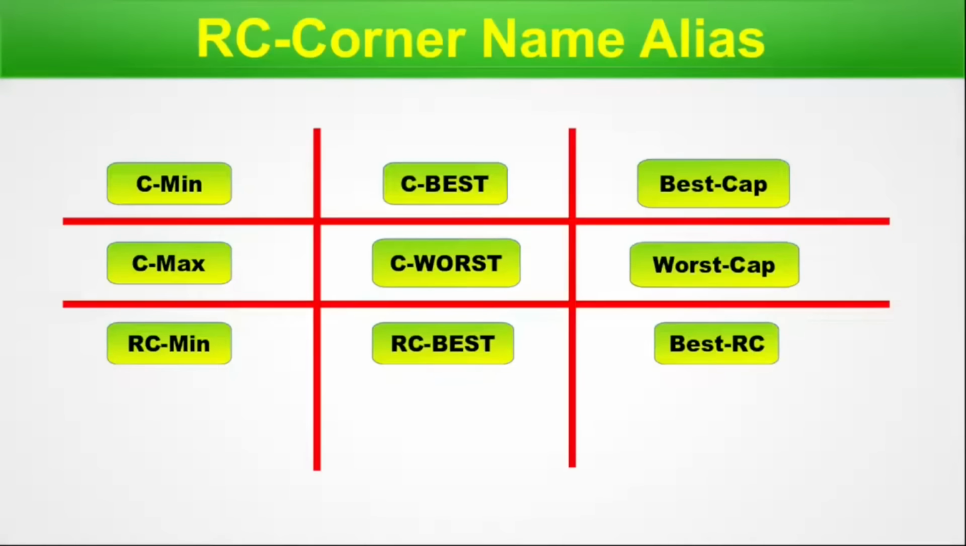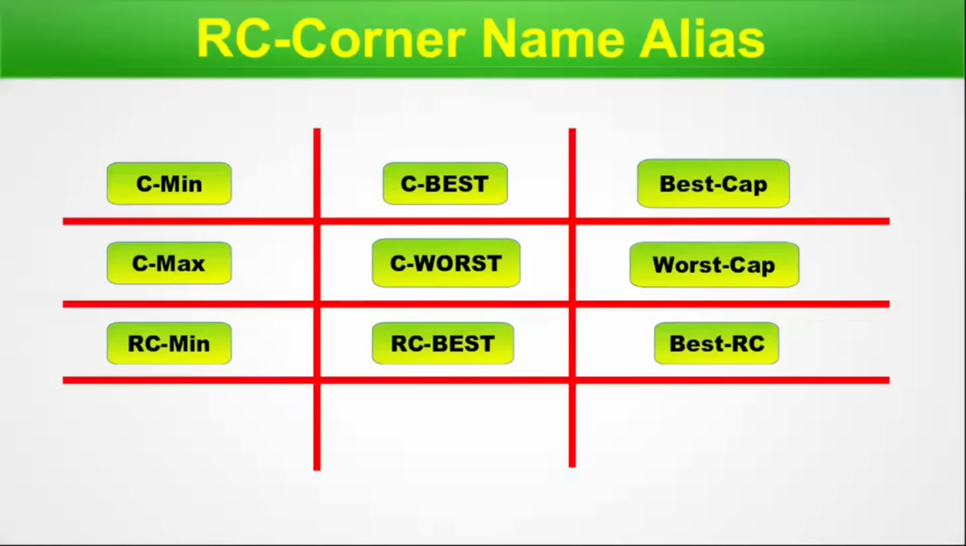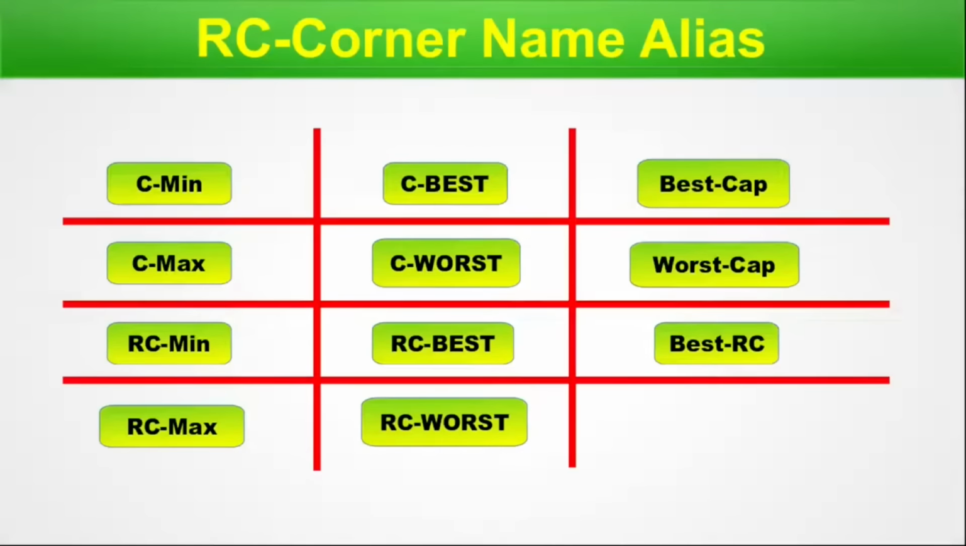So any of the names can appear to you. Next, we draw a line and we come here as the RC max. Now this RC max can also be called the RC worst. Also, it is called the worst RC. So in the horizontal line, or rather in the rows, the names are aliases. Any of the terminologies you can come across.